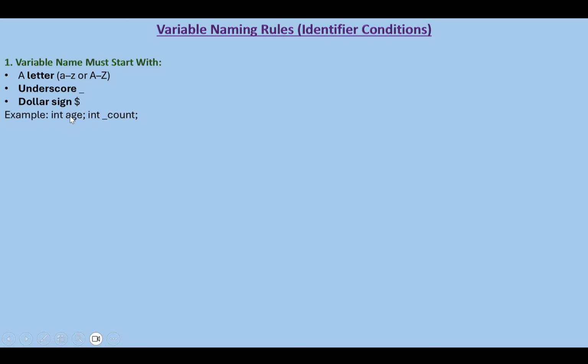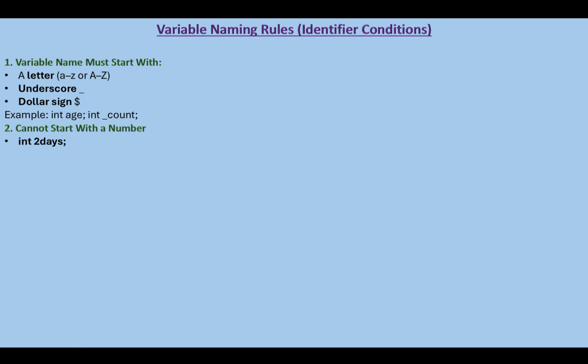Here we have two examples. The first one is the age variable, and this is a valid variable name because it started with a letter. The second one is also valid because it started with an underscore. We don't have an example for the third one, but we can declare variables with the dollar sign as well.